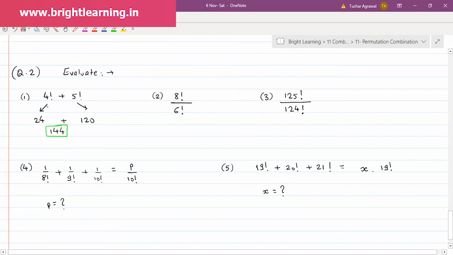4 factorial I just calculated as 1 into 2 into 3 into 4, that came out to be 24. Now 5 factorial, what did I do? 1 into 2 into 3 into 4 into 5. Instead of doing the multiplication again, I already had this value ready-made from the previous calculation, 24. So I used 24 into 5, 120, and I just added them. Excuse me, sir. Yes, tell me. Sir, actually, I had done 4 into 3 is equal to 12.